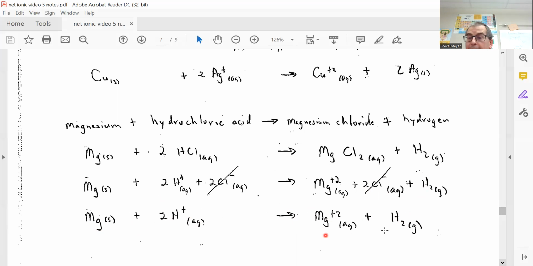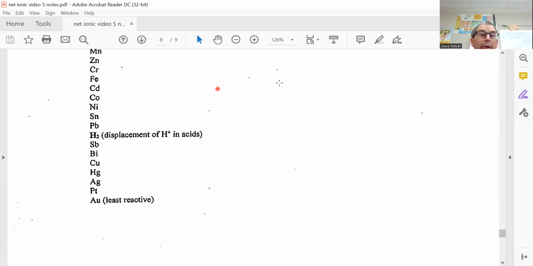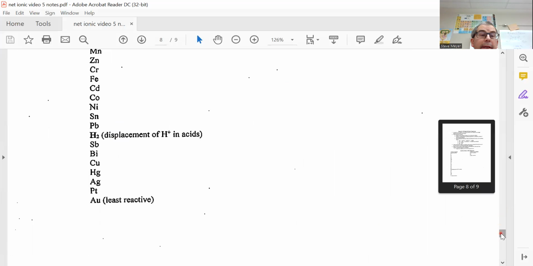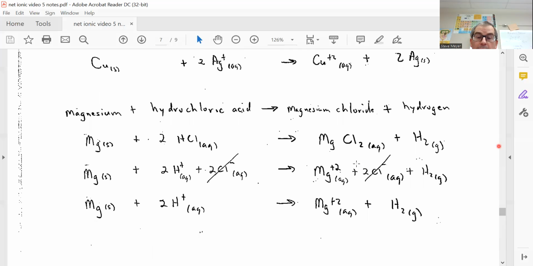Does that happen according to the activity series? Does magnesium lose electrons more readily than hydrogen? I'll go to that activity series and see. Even though there's all metals here, we see magnesium. Whoa, where is that? Pretty high up here. There's magnesium up here, and there's hydrogen below it. So displacement of H+ in acids is what we have with this reaction. And yes, magnesium, up here, would replace the hydrogen in hydrochloric acid, giving us this reaction that we see here, still a single displacement reaction.